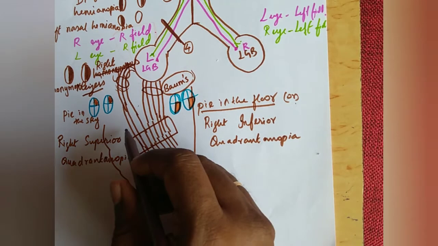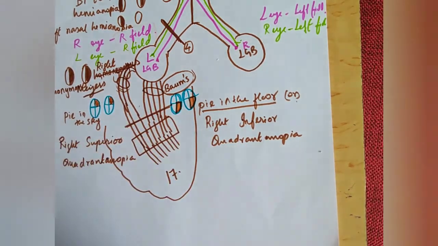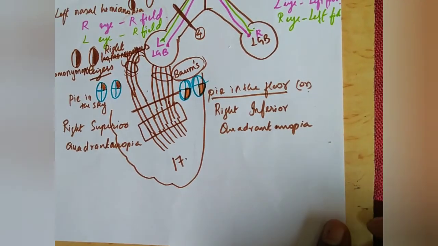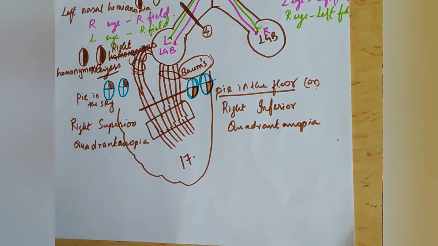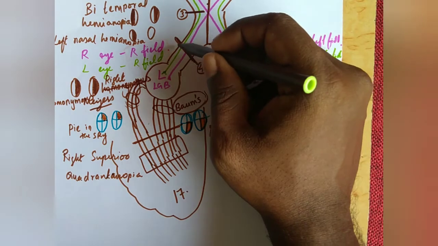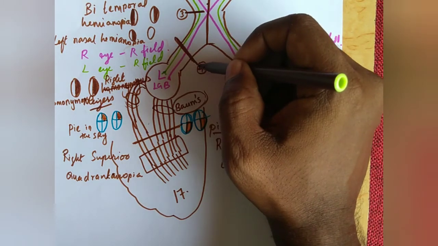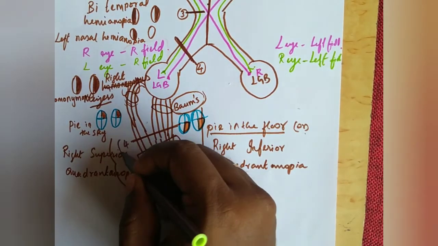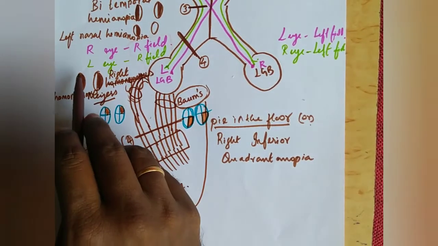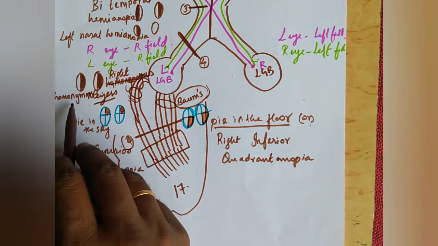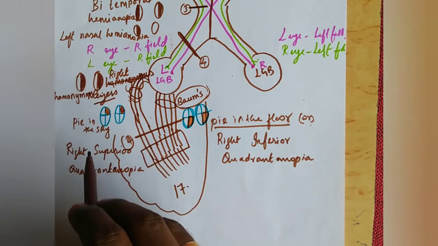Now imagine these entire fibers are lost. Full optic radiation is damaged. If that is the condition, it should cause a lesion similar to that of the optic tract. So it's number 4, the right homonymous hemianopia. Okay, it should cause right homonymous hemianopia.